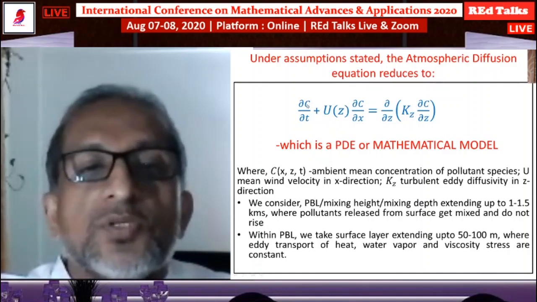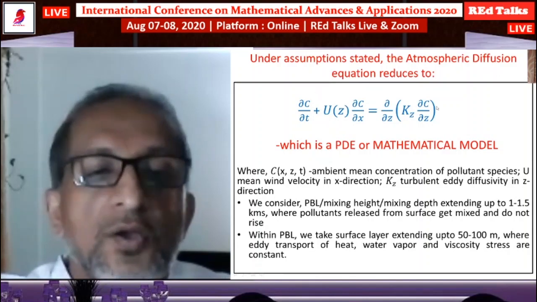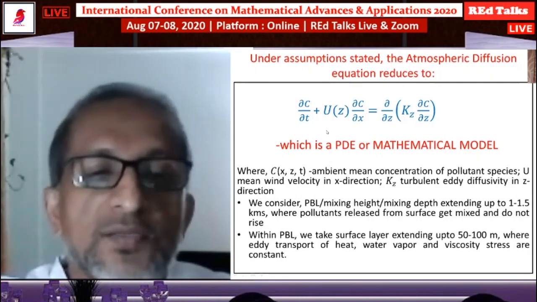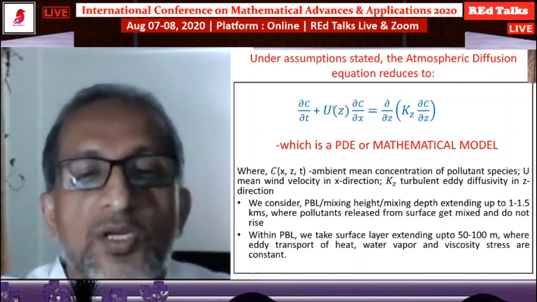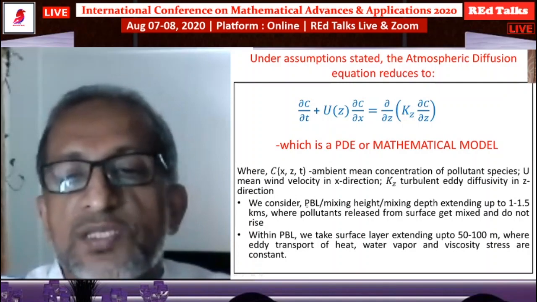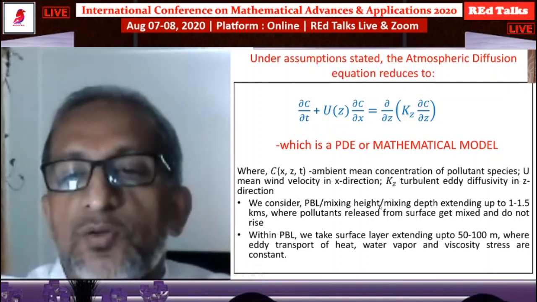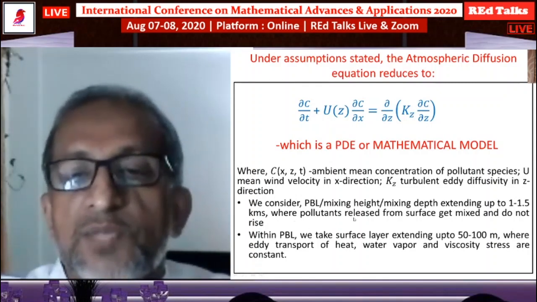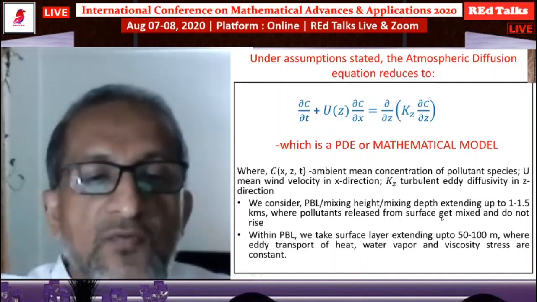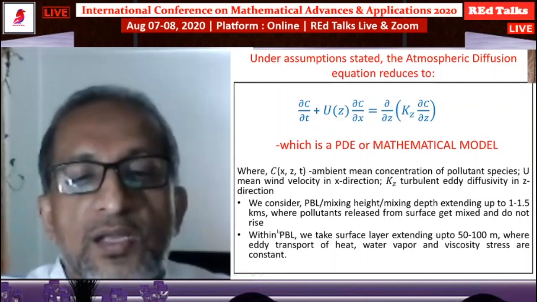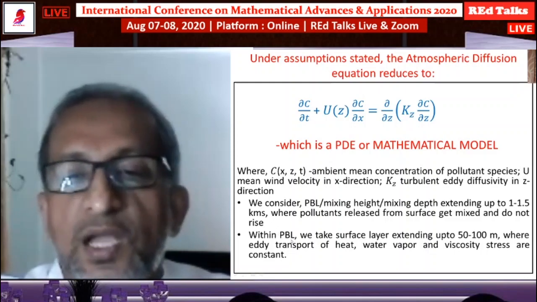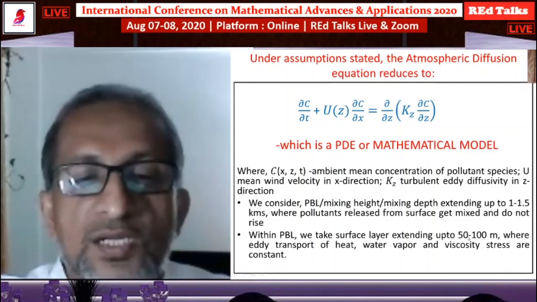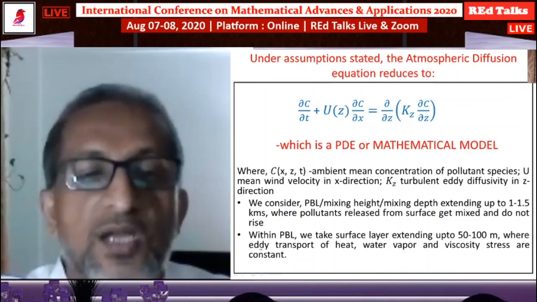To study air pollution problems, we are considering two boundary layers. One is the planetary boundary layer, also called the mixing height or mixing depth, which extends up to 1 to 1.5 kilometers, where the pollutant released from the surface, that is the ground, may get mixed and does not rise. Within the planetary boundary layer, we have a surface layer which extends up to 50 to 100 meters, where the eddy transport of heat, water vapor, and viscous stress are constant.